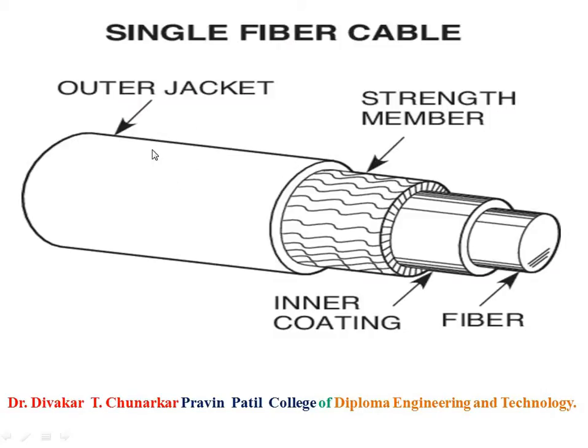This is the diagram of optical fiber. The optical fiber consists of outer jacket, strength member, inner coating and fiber. This is the structural diagram of the optical fiber. Keep it in your mind.